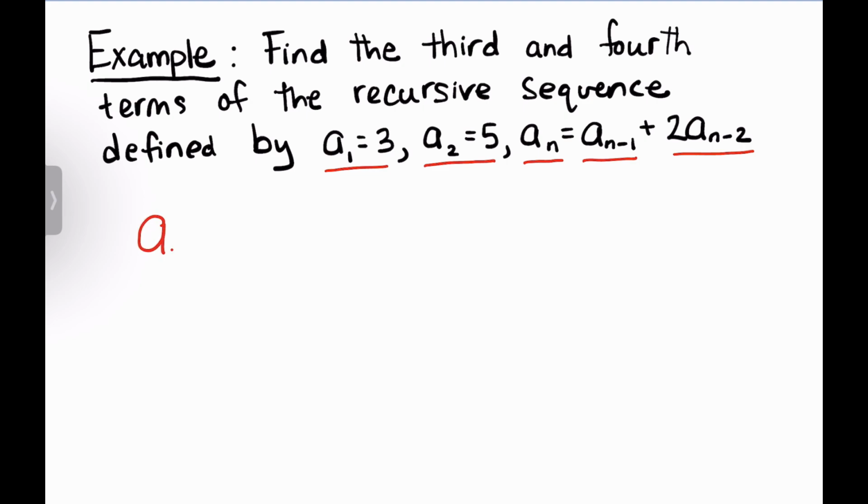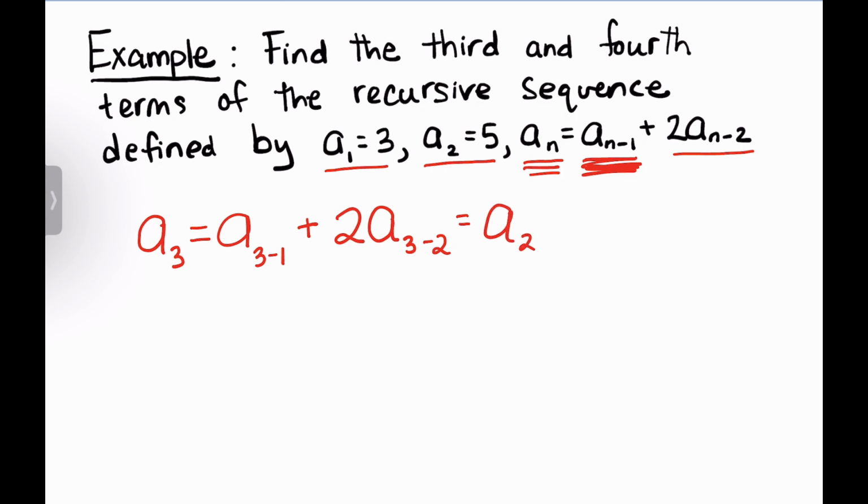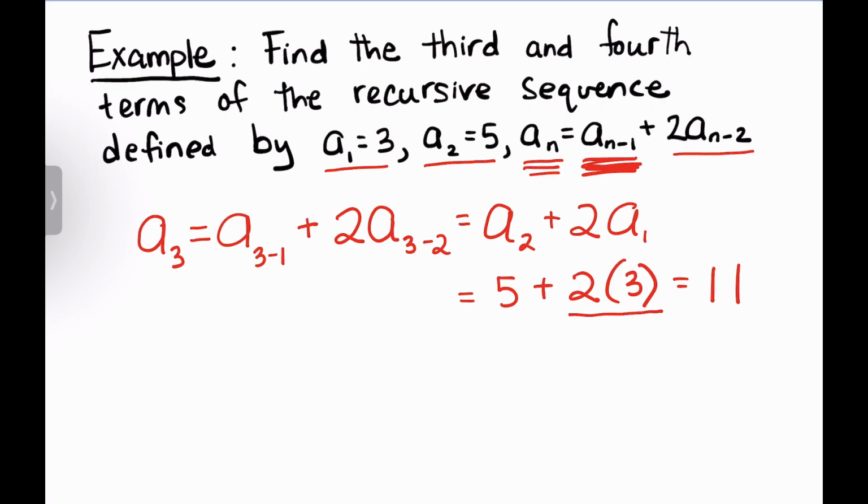So if n is equal to 3, then this formula is telling us that in order to compute the third term, we take the second term, so this would be a(n-1), plus twice the first term, because this is just 3 minus 2. So I'm just going to rewrite that as the second term plus twice the first term, and that is equal to 5 plus 2 times 3, which is 6, right? So we have 11. So that is the value of the third term.